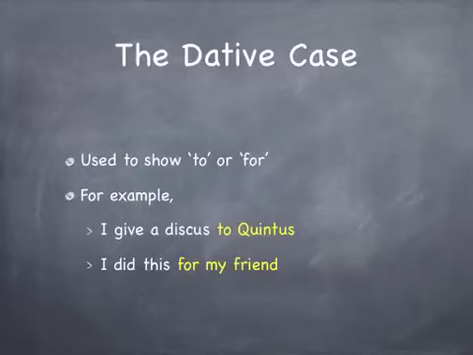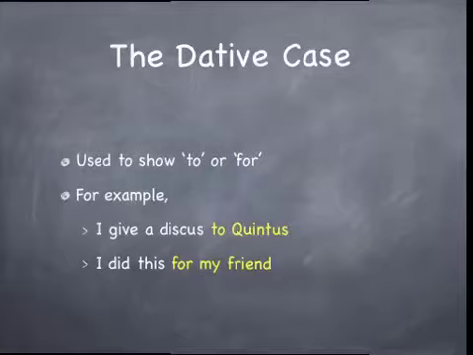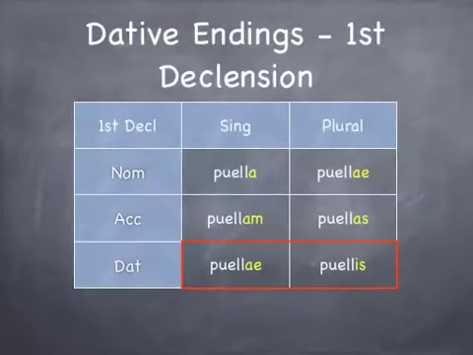I did this for my friend. My friend would be in the dative case in Latin. In Latin, we don't use those small words to or for. Instead, we change the ending of the noun, like Quintus or friend, to show that. And here are the endings.